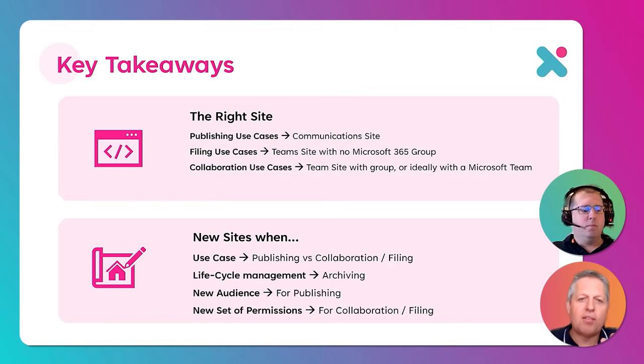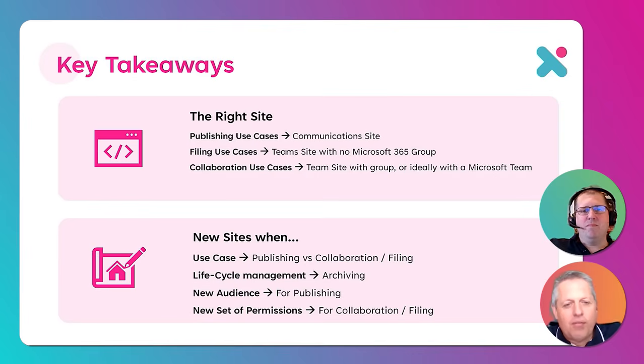So let's just summarize what we've heard in this part of the video, which is, first, choosing the right site for the right use case. For publishing, we use a communication site. For filing, we look to create a team site with no Microsoft 365 group. And for collaboration or collaboration/filing, we look for a team site with a group. And if you're using Microsoft Teams, because I know not every client does, then the argument there is to connect it to a team as well. But if you're using Slack, obviously Teams isn't going to be an option to you. So that's choosing the right site.